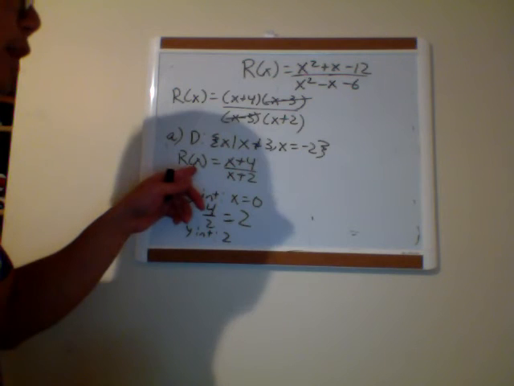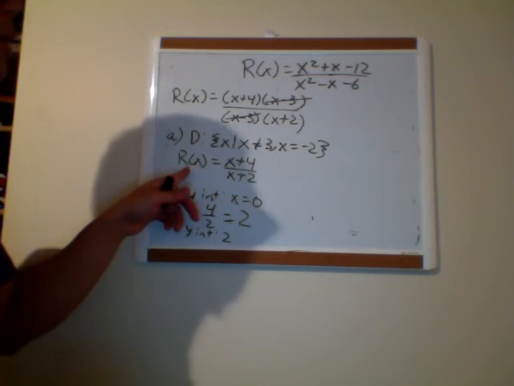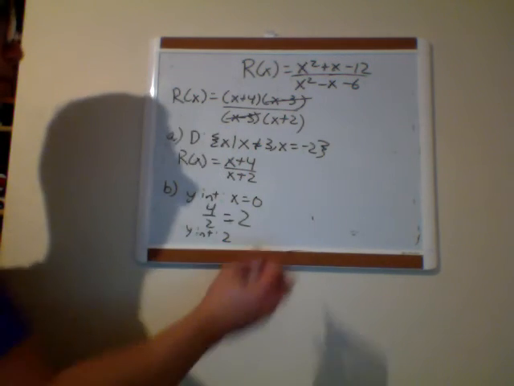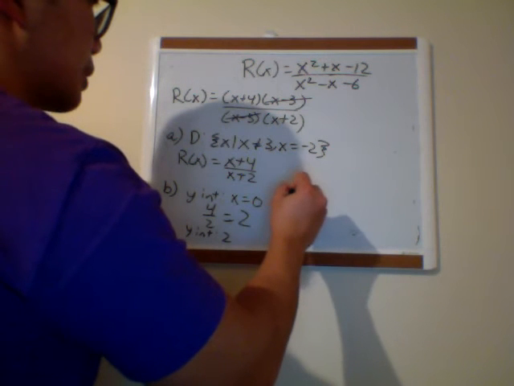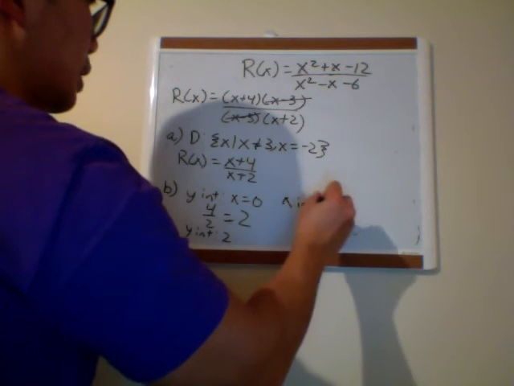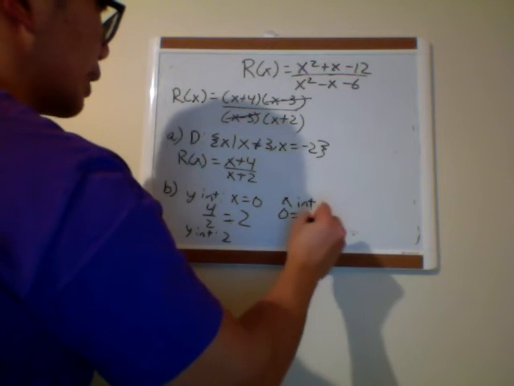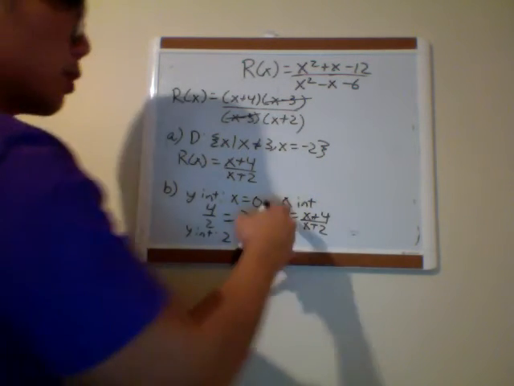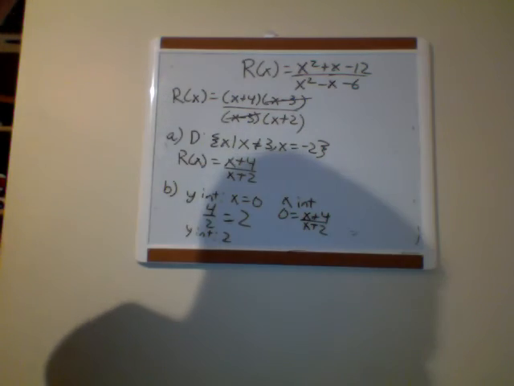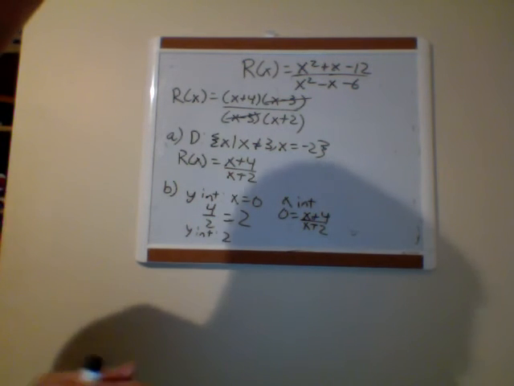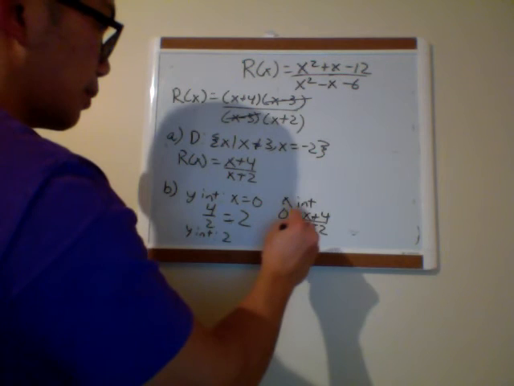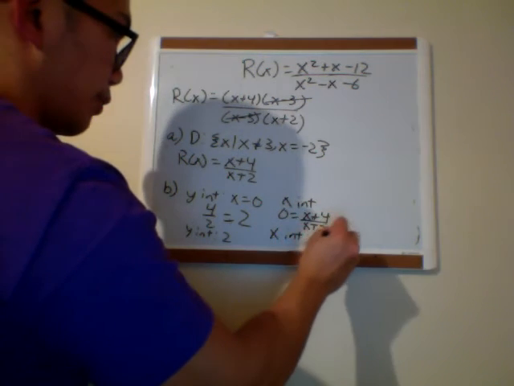My x-intercept, I make the y equal to 0. So the x-intercept is 0 is equal to x plus 4 over x plus 2. But remember, when I have a fraction and it equals 0, I only really care about the numerator. So I'm going to have an x-intercept at negative 4.